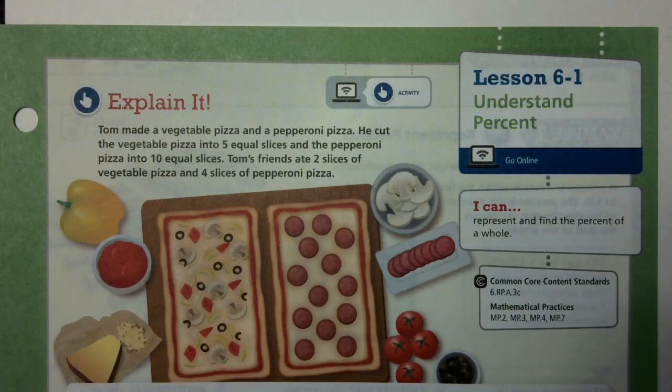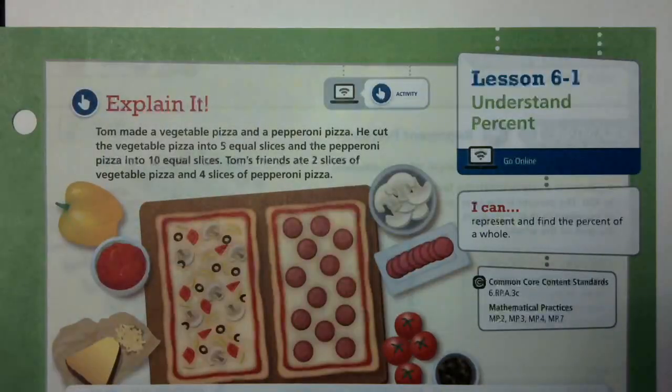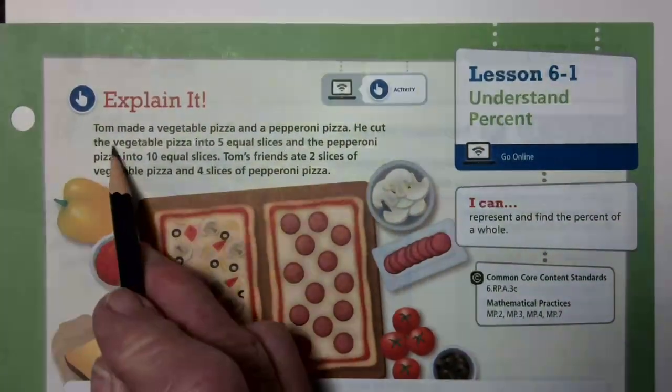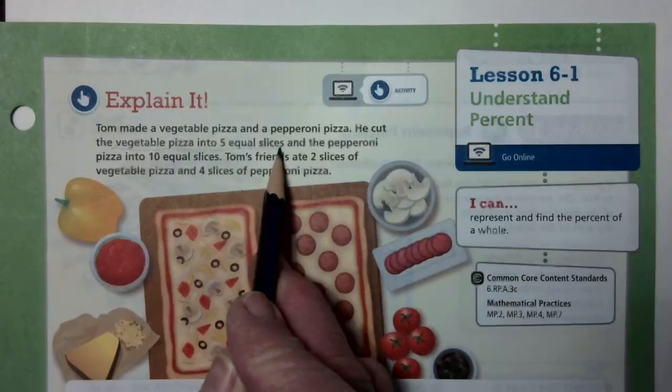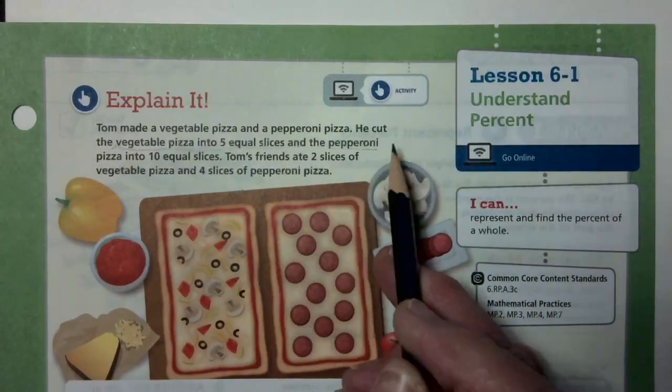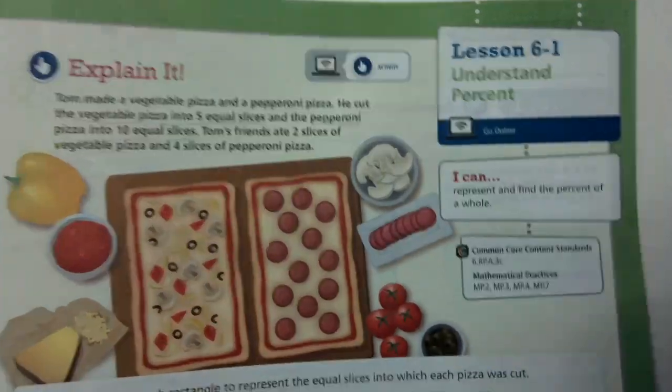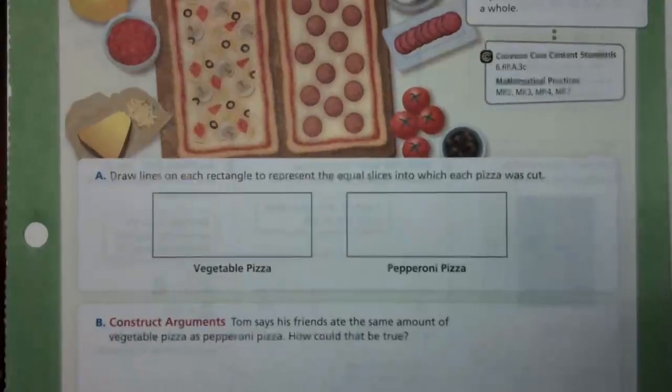He cut the vegetable pizza into 5 equal slices and the pepperoni pizza into 10 equal slices. Tom's friends ate 2 slices of vegetable and 4 slices of pepperoni. So down here in part A, we need the vegetable pizza. We need to break it into 5 equal pieces and the pepperoni into 10 equal pieces. So let's take a moment and do that.